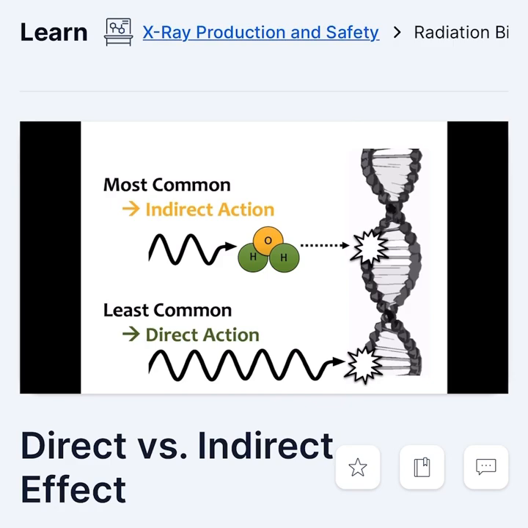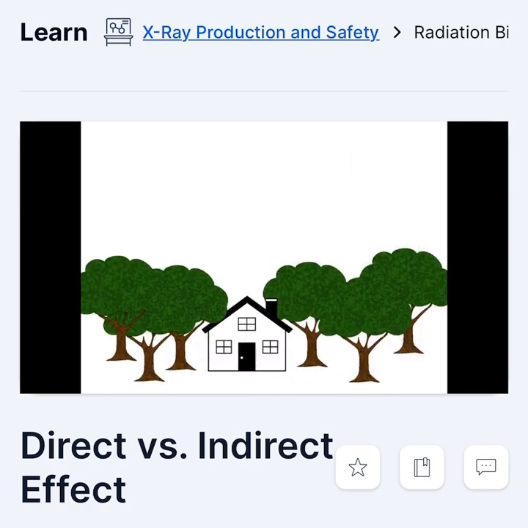The direct and indirect effects of radiation could be compared to lightning striking a house in the woods. As the thunderstorm passes over the house and the woods, it's possible that lightning could strike and damage the house directly, but that's very unlikely. There are many more trees than there is the house. This is like the direct action of DNA damage.